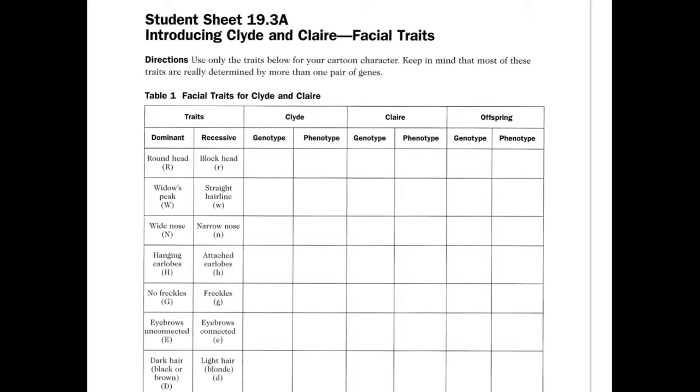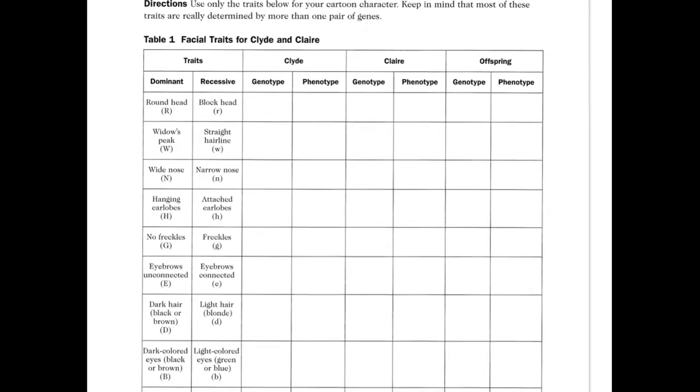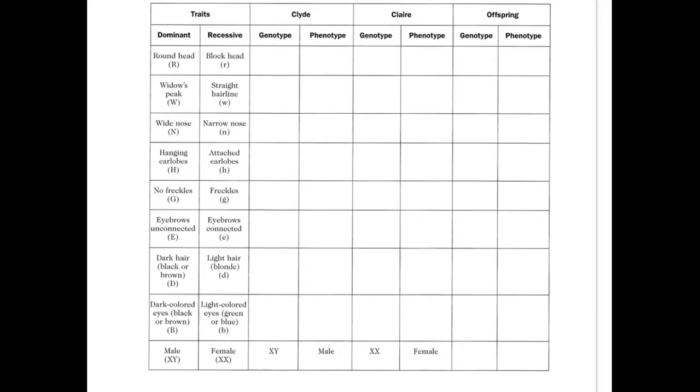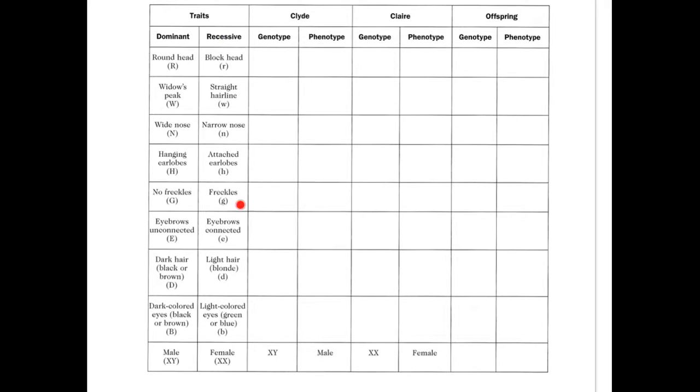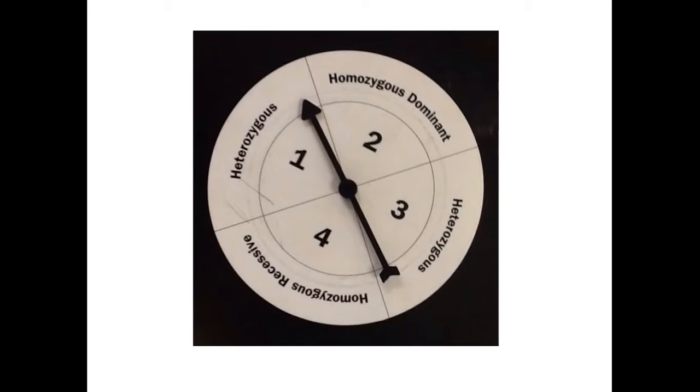And what we're going to track for each of these individuals is, down the left side, we have 9 traits, and that includes gender, that we're going to track for all 3. Now, one thing you also need to know is that there's a spinner that goes with this, so we're going to take a look at the spinner so you can understand what I'm doing in the video. Okay, so here's the spinner that goes with the lesson.